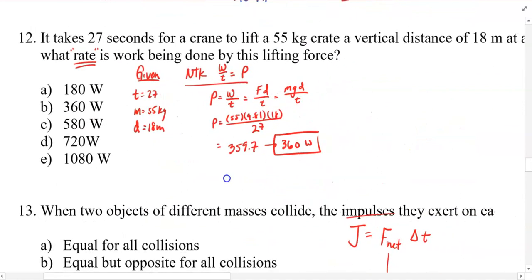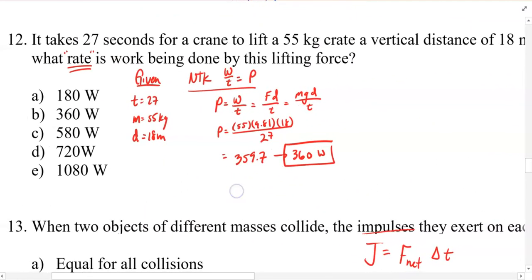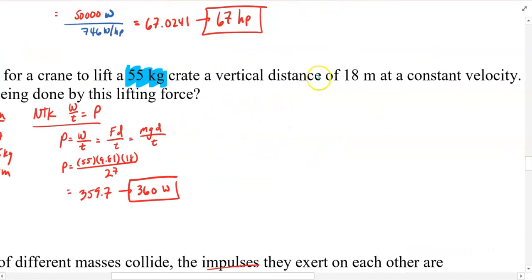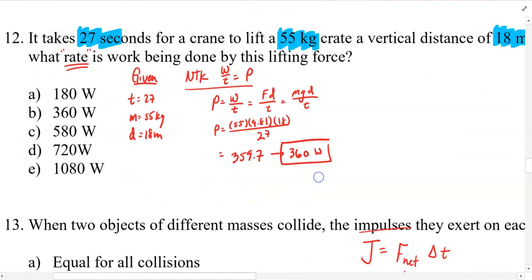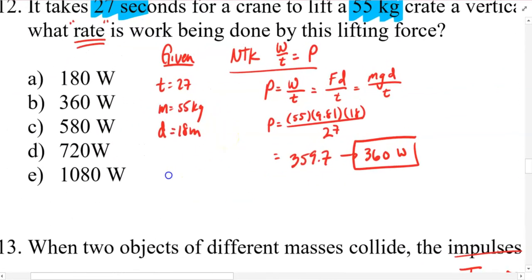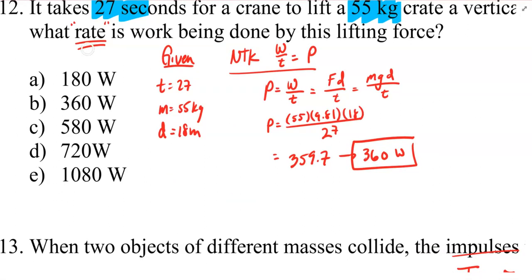In number 12, we again have a question about power. It takes 27 seconds for a crane to lift a 55 kilogram object, a vertical distance of 18 meters, at a constant velocity. And that's helpful for us when we compute this result. So what rate is work being done here? Now, my calculus students might see that word rate and automatically think derivative, but I don't want you to take a derivative. That's not really what we're doing here.